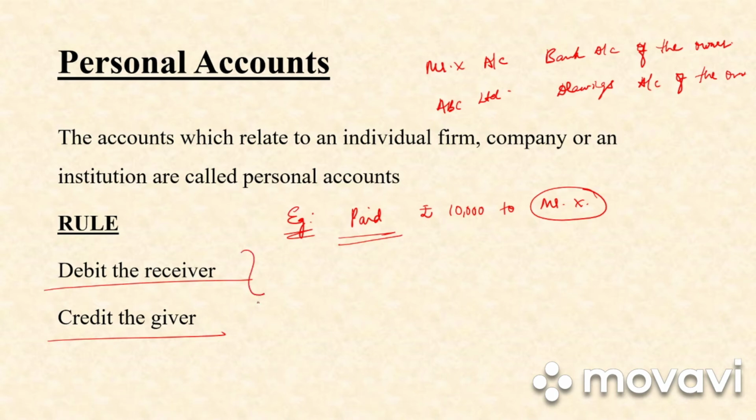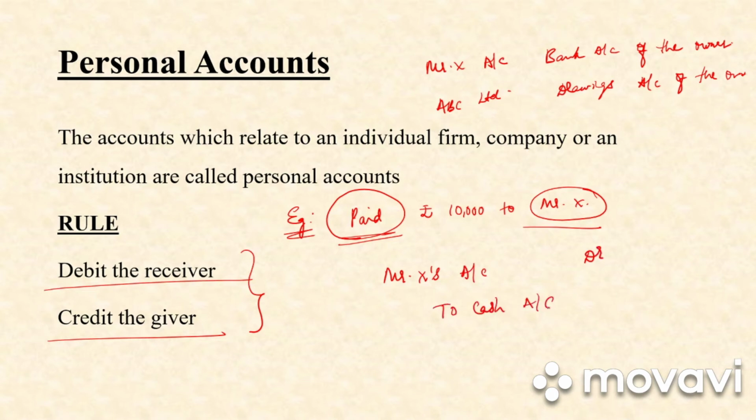So what is the rule? Debit the receiver. Who is receiving money over here? Business is paying money to whom? Mr. X. So who is the receiver? Mr. X account debited to cash account. Debit the receiver. We are debiting Mr. X as he is the receiver.